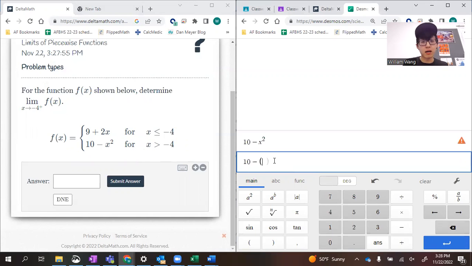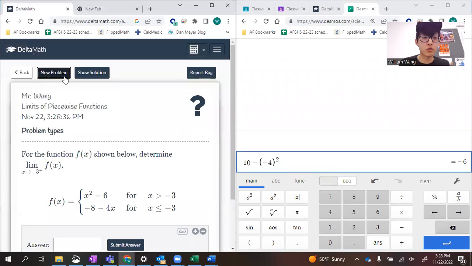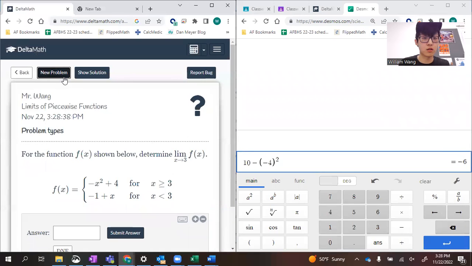AKA, it's 10 minus -4 squared, because I plug in -4 for x. This simplifies to -6. So I just plug in -6. That's it. I just have to choose the right function. All right. I'm going to do this one really quickly.